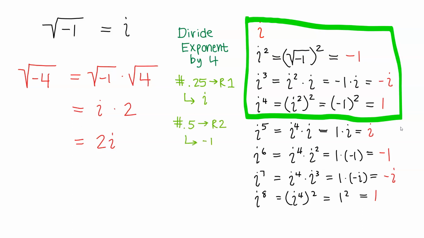If you get some number .5, that means you had a remainder of 2. That means that's going to equal -1. If I get some number with .75 when I divide the exponent by 4, it means I had a remainder of 3. That's going to equal -i, because that's what i cubed was. And if I just get some number with no remainder, that's going to equal 1.